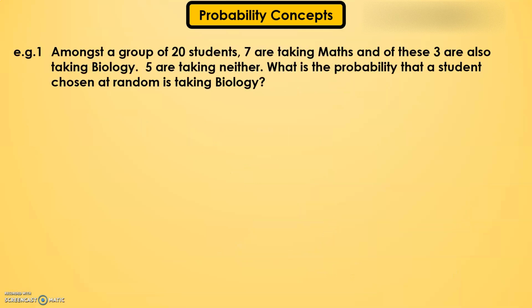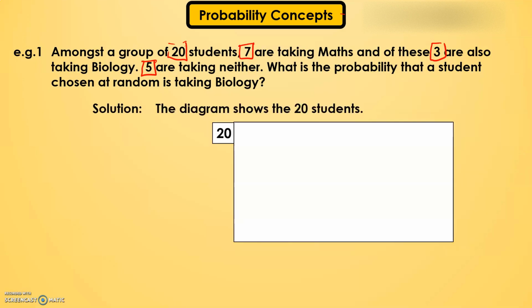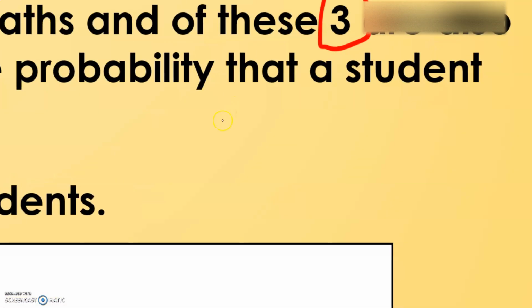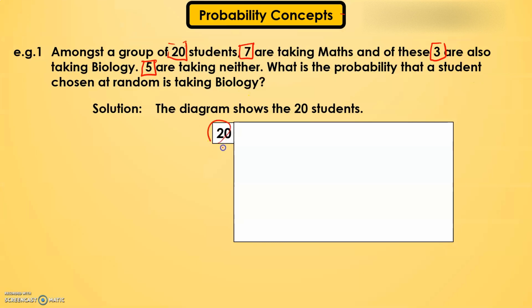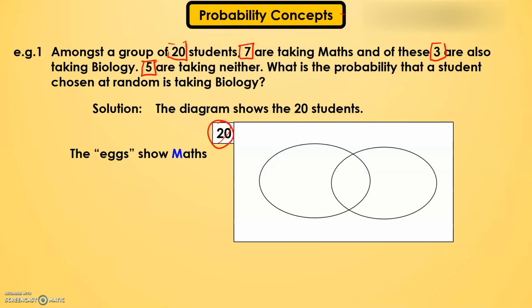So coming on to questions, we can have a question like this where we talk about 20 students, 7 are taking maths and 3 are also taking biology, 5 are taking neither. What is the probability the student chosen at random is taking biology? So first thing is we need to draw our Venn diagram. There's 20 students in total, so this is the universe. Our Venn diagram shows maths and biology. So 3 do both is the key bit of information to start with. Next, 5 do neither, so it goes on the outside.